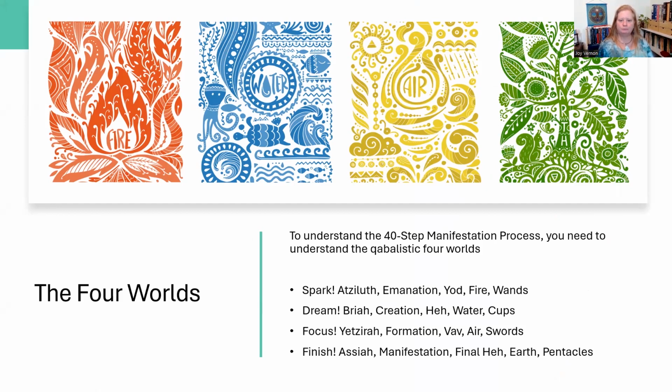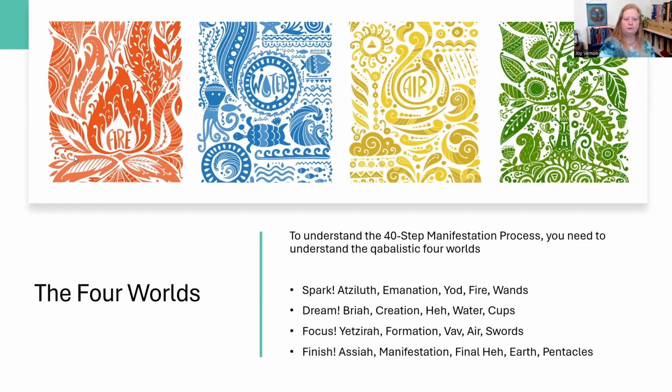Okay, so the next thing to understand, besides the 10 Sephirot, is the four worlds. To understand this 40-step manifestation process, what we're trying to do is arrange the four suits of the tarot in order. And this is the Kabbalistic answer to what is the order of the four suits. The four worlds are spark, dream, focus, finish. That's something that I developed in order to make it more accessible and to teach it.